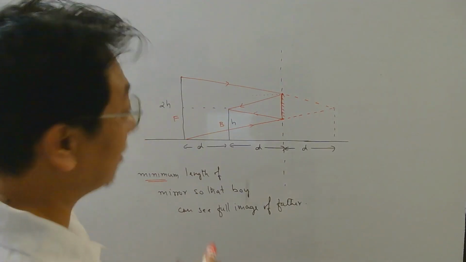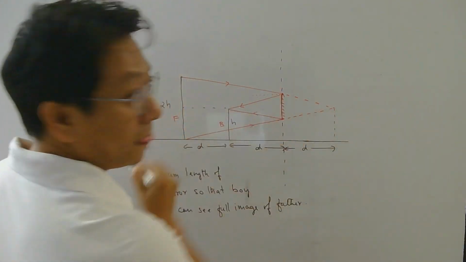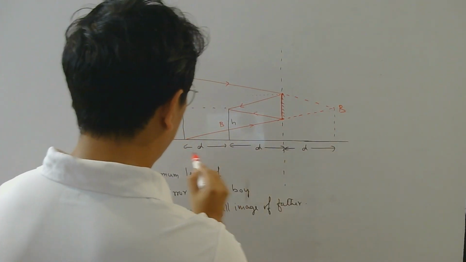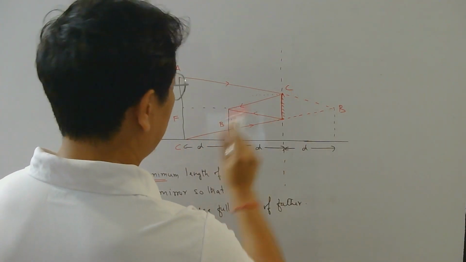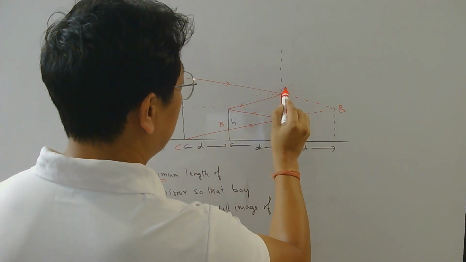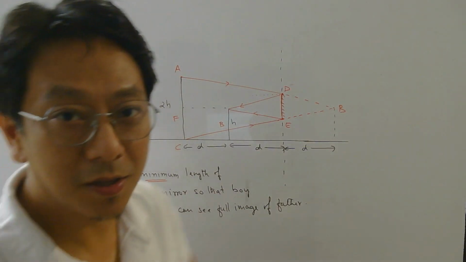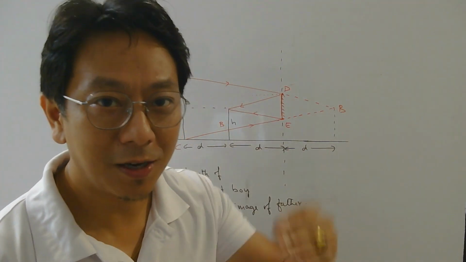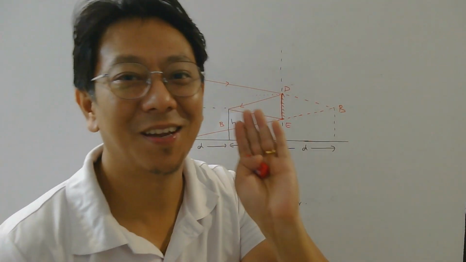So now you can see two similar triangles, the big one and the small one here, right? So let us call this A, B, C, and this is D, E. So in similar triangles, what happens? The ratio of corresponding sides are equal. So left side divided by left side should be equal to right side divided by right side.